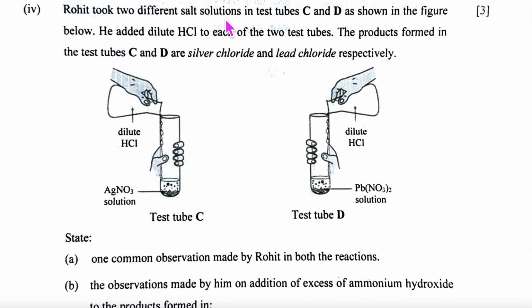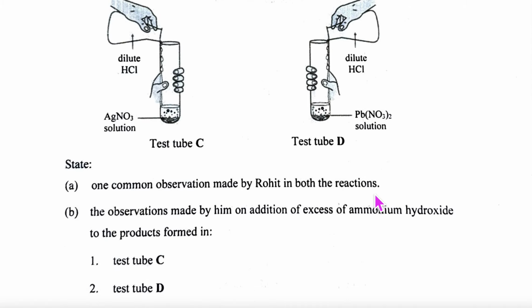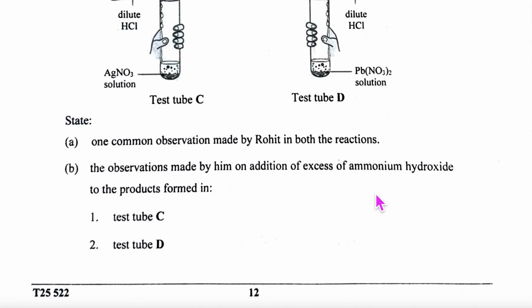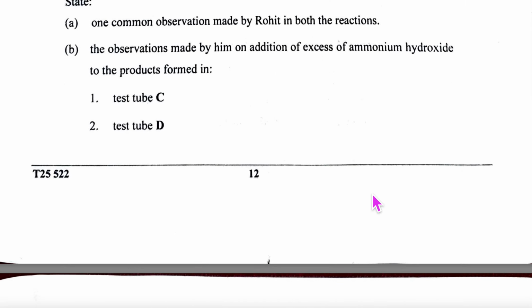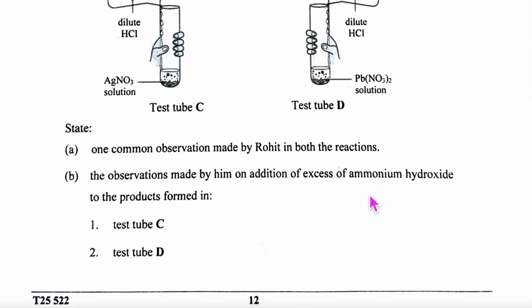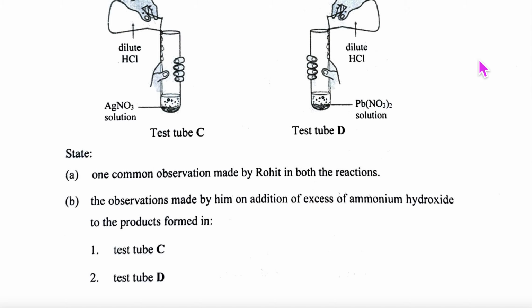Rohit took two different salt solutions in test tube C and D as shown in the figure. He added dilute HCl to each of the two test tubes. So dilute HCl has been poured here. The product formed in C and D are here silver chloride and here lead chloride. Okay, let us look at the answers to be written. Are they just two subparts? Yeah, only two subparts. So let us look at the first subpart.